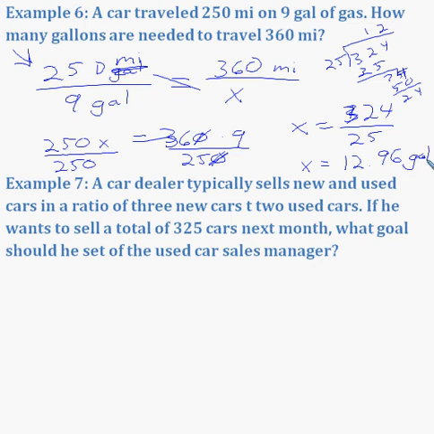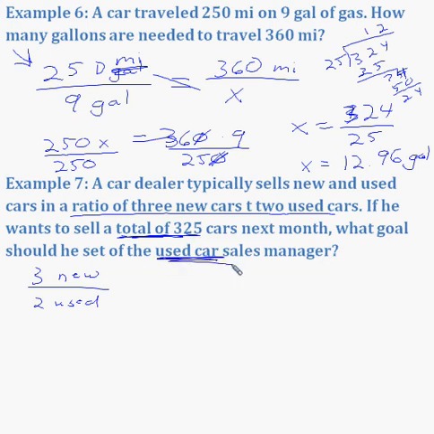The next question: a car dealer typically sells new and used cars in a ratio of 3 new cars to 2 used cars. So right there we have a ratio, 3 new to 2 used. If he wants to sell a total of 325, so this is a total of 325, what goal should he set for the used car sales manager? So this is the guy dealing with used cars.